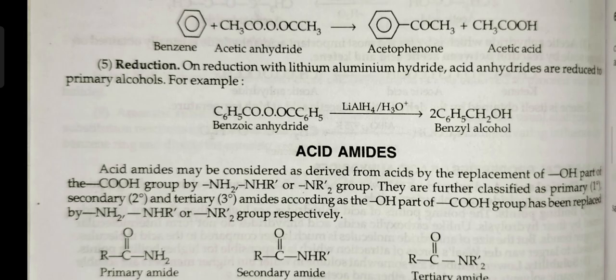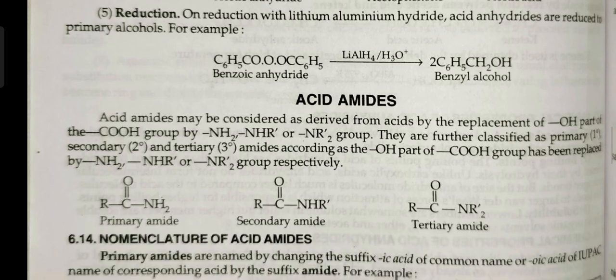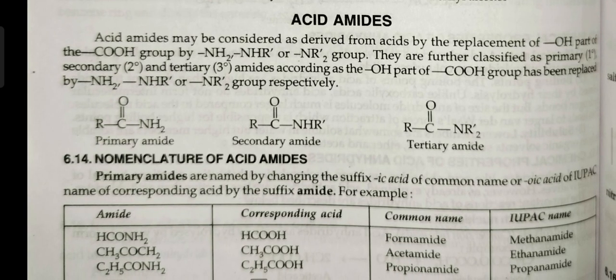Acid amides may be considered as derived from acid by replacement of the OH part of the carboxylic acid group by NH2, NHR, or NR2 groups. They are further classified as primary, secondary, and tertiary amides according to whether the OH part of the carboxylic group has been replaced by NH2, NHR, or NR2 group respectively. Nomenclature of acid amides. Primary amides are named by changing the suffix ic acid of a common name and oic acid of an IUPAC name of the corresponding acid to the suffix amide.